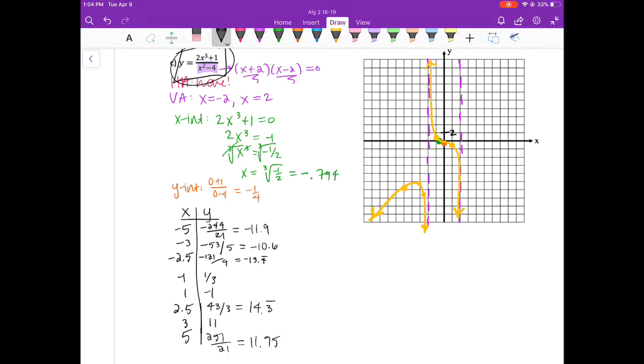So with those points, we'll go ahead and plot them. So we go right 2.5, so just on the other side of that vertical asymptote, and we go up 14.3. Remember, we're counting by twos. So we go up 7 tick marks and go just above that. Whoops, and that was supposed to be at 2.5. So pretty much right there. And then at 3, we're down from there, only up to 11. So that's going to take us right here. And then over at 5, we're up to 11.95, which is almost to our 6th tick mark.